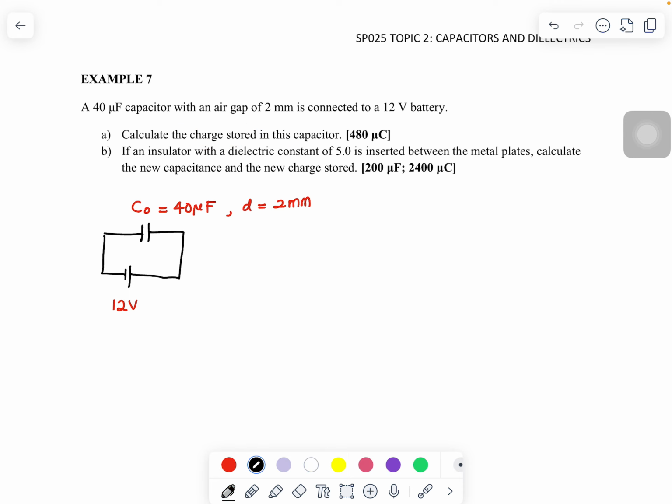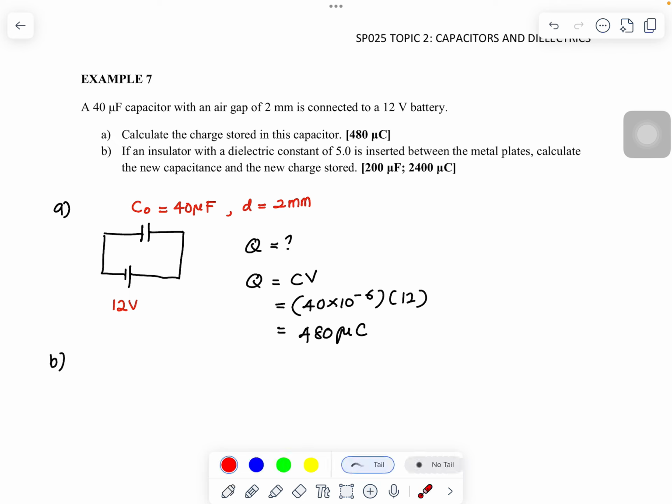Okay, so merujuk kepada initial information given, we want to find Q. Okay, so kita dibagi C, kita dibagi V, so we can find Q is equal to C times V. C is 40 micro, V is 12 volts, so you will get Q equal to 480 microcoulomb.